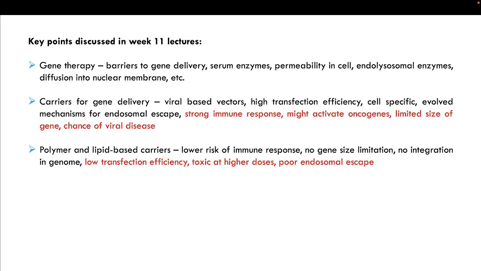But disadvantages with these carriers: it has low transfection efficiency. It is definitely not as high as viral based vectors, because we have synthetically made these particles and we just rely on how they are going to deliver the gene. So definitely low transfection efficiency. They could be toxic at higher doses. So if we want a very high transfection efficiency, we might think that we can deliver a lot of particles, but they start becoming toxic at higher doses because of the polymers that we use. And also they'll have poor endosomal escape, right? They don't have any natural tropism to escape the endosome. So these are certain disadvantages of using polymer or lipid based carriers for gene delivery.